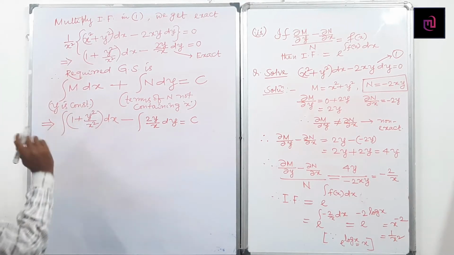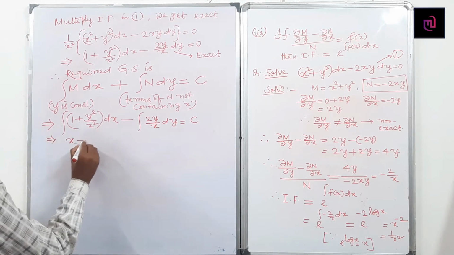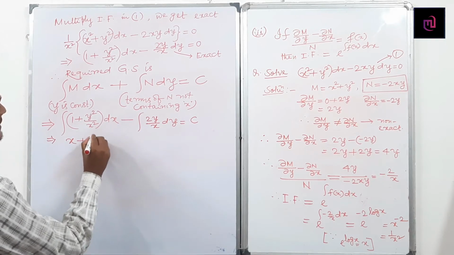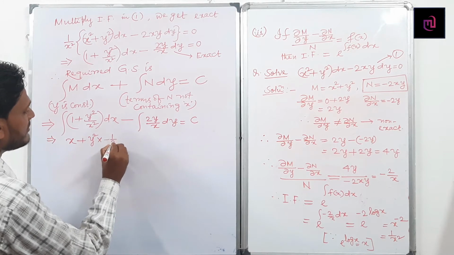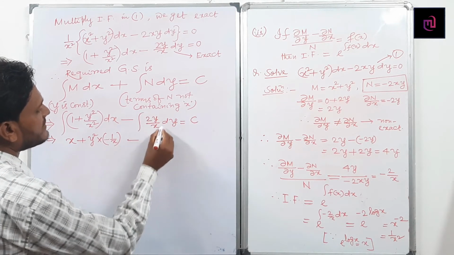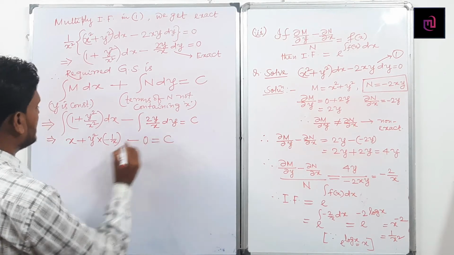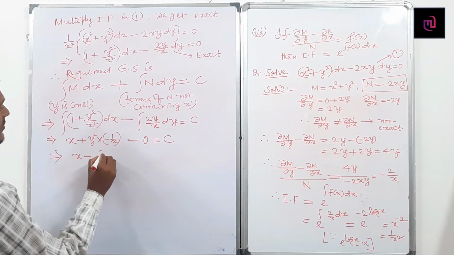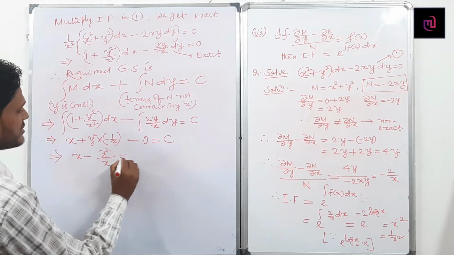Here in this case y is constant, that means integration of dx becomes x, plus y square becomes constant here, so integration of dx by x square, that means minus of 1 by x. And this part, terms of n contains x, so that's why the value of the integration becomes 0 equals to c. So finally you can write x minus y square by x equals to c.